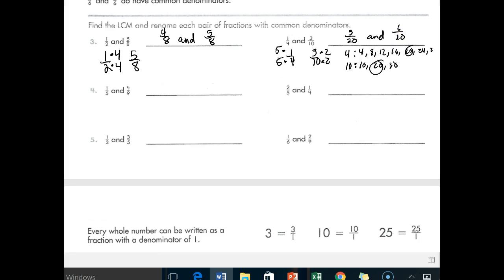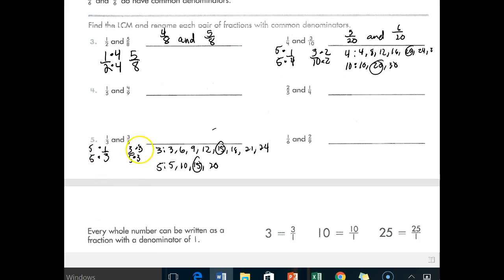All right, let's do number 5. So you have 1/3 and 3/5. I'm going to list out my thirds, and I'm going to list out my fifths. So I have 3, 6, 9, 12, 15, 18, 21, 24. I can stop there, probably. 5, 10, 15, 20. Oh, I can stop because 15. So I want to get these both to become 15. So this one I can times by 5, and this one I can times by 3.